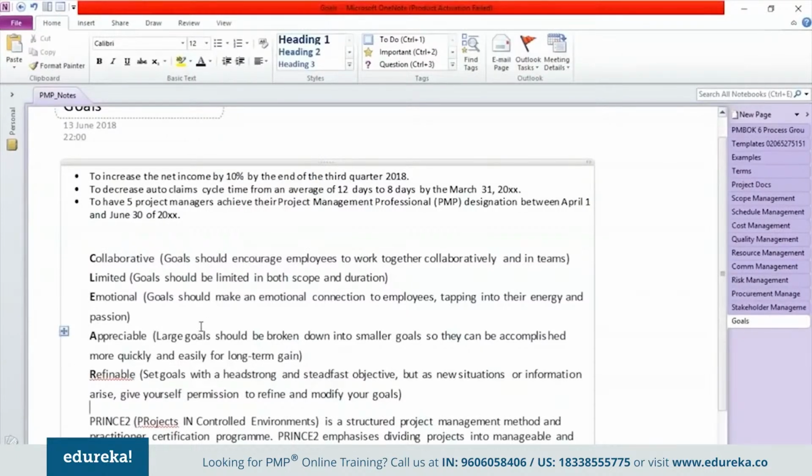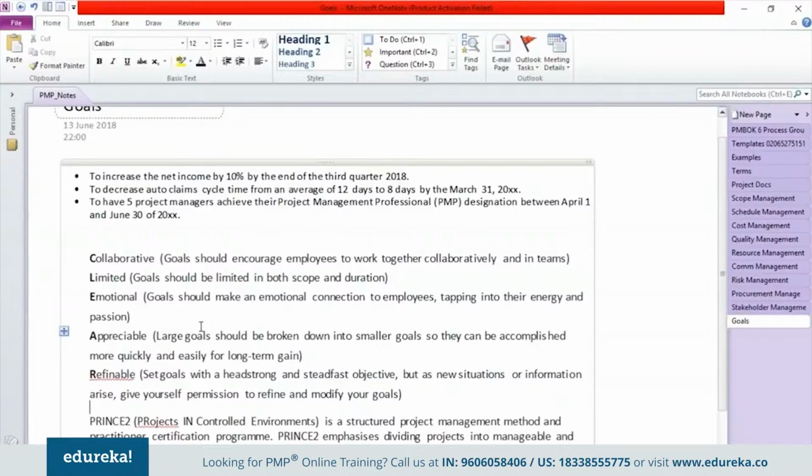As we say, clear, C is for collaborative. It should encourage your employees to work together in a collaborative fashion. If there is clarity that I have to increase income by 10%, this will give a lot of insight to people on why we should be working collaboratively, because there is a goal we can relate to. L is for limited: the goal should be limited in both scope and duration. Here also, the scope is very clear, they want to just reduce the cycle time, and there is also a duration attached to that.